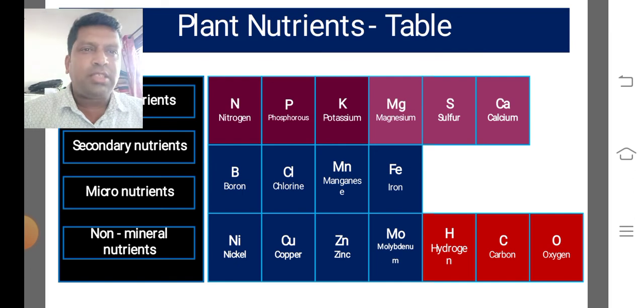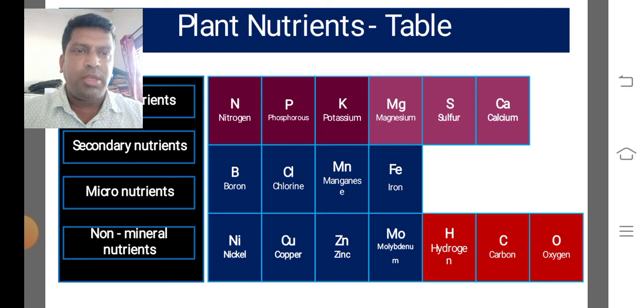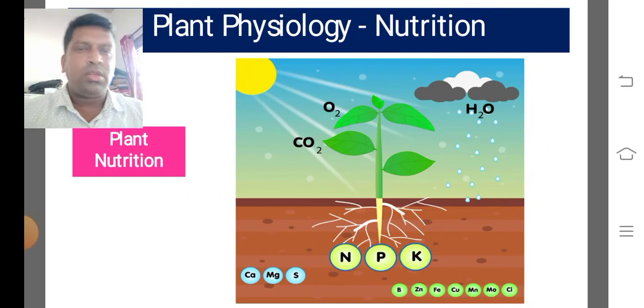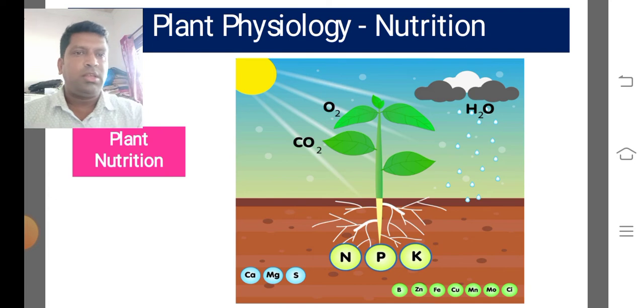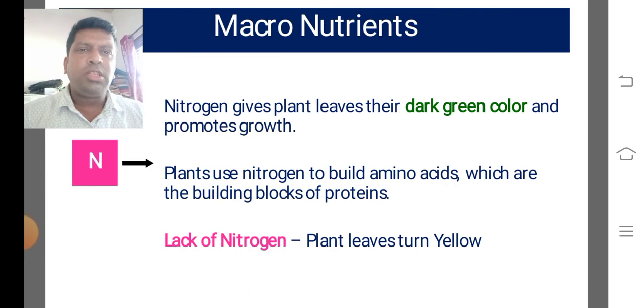Let us understand or learn about these nutrients in detail. Let me start with this picture, this image gives you an idea how plants absorb these nutrients either from the soil or from the atmosphere or from the water. Now let us learn in detail about these nutrients.